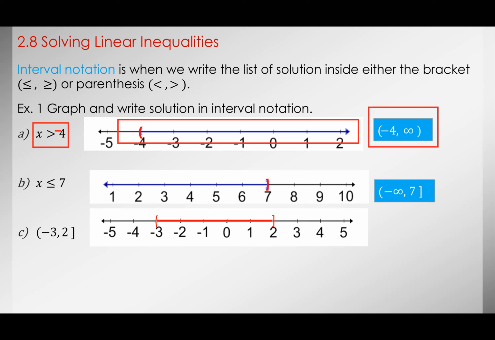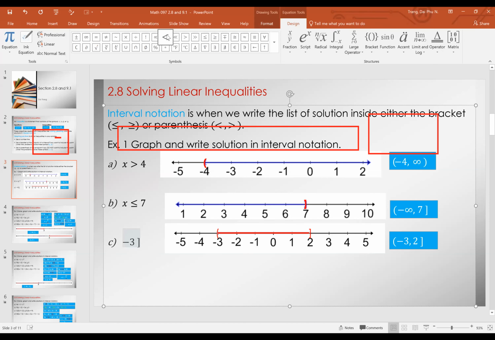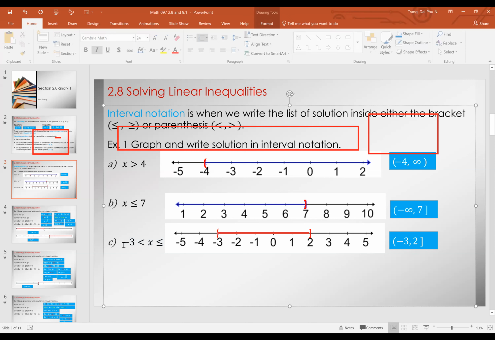And my apology, I don't know what I typed. This is supposed to be negative 3 less than x, less than or equal to 2. Okay. Again, this graph is supposed to be this item here.